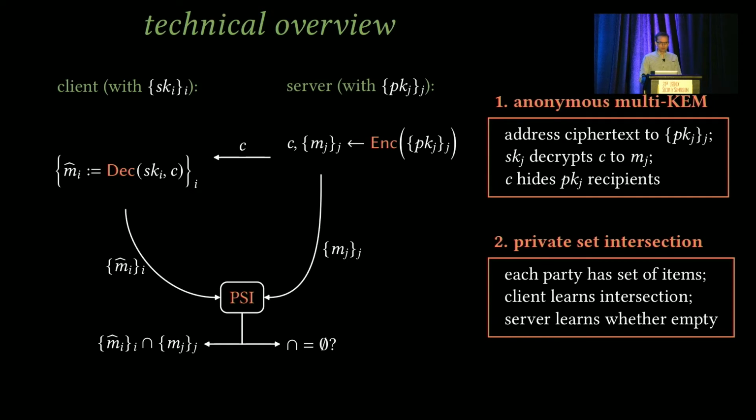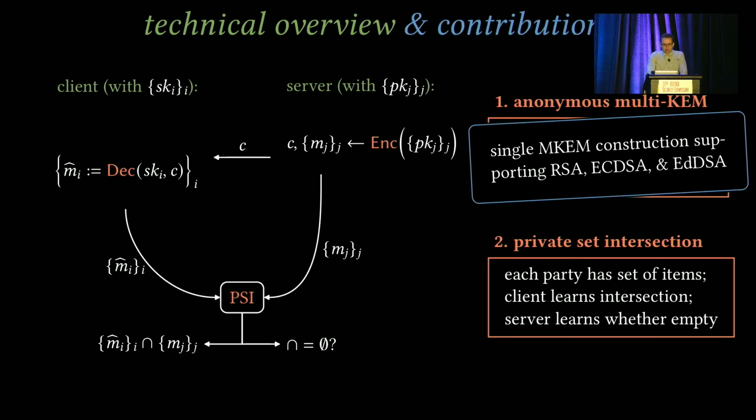And the server just learns whether the intersection was empty or not. Okay, so we need a special variant of PSI with those properties. So in our paper, we show how to build these two building blocks, obviously.